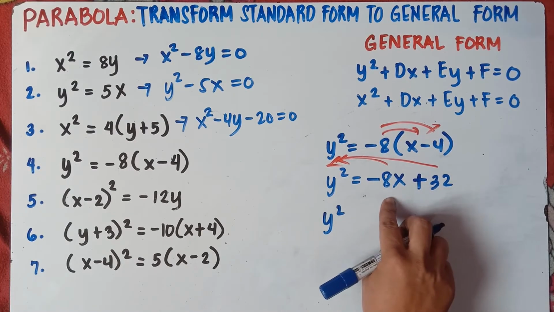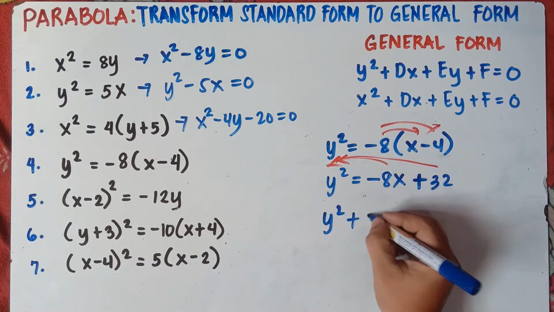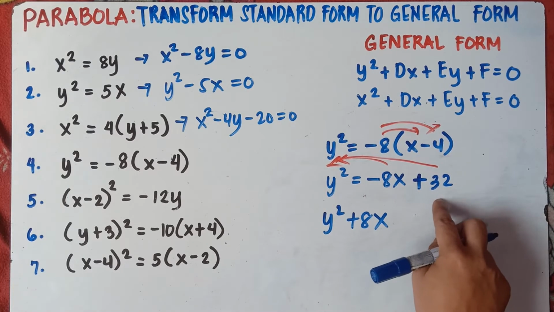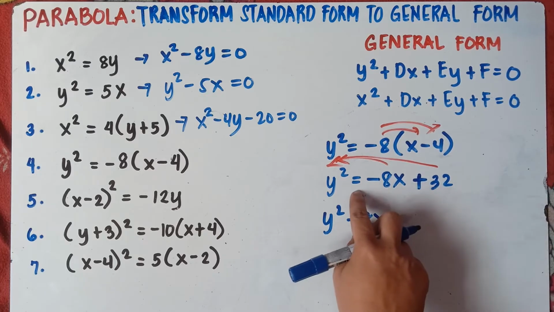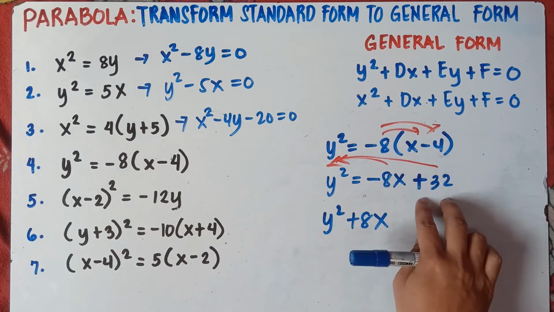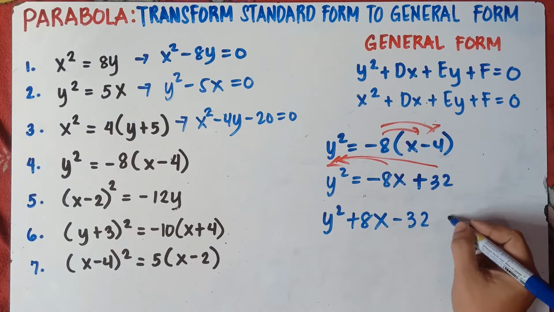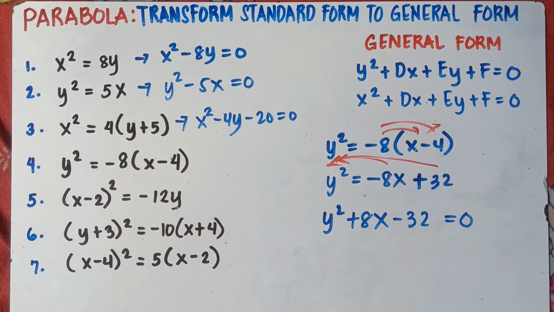So this will be y squared. This is negative 8x, it will be positive 8x. This is positive 32. Once you transpose this from the equal sign, you always change the sign, class. This is positive 32, it will be negative 32. Then equals 0. That's it, class. That's the answer for number 4. Easy, right?